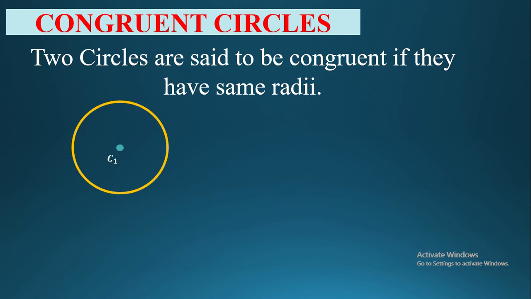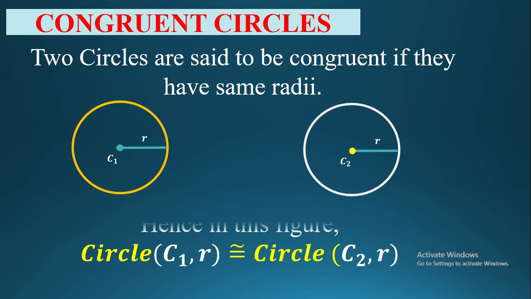For example, here we have a circle with center C1 and another circle with center C2. Now, if both the circles have the same radius, that means R, then the two circles are said to be congruent because having the same radius means the two circles have the same size. Thus, we can say in this figure, the circle with center C1 and radius R is congruent to the circle with center C2 and radius R.